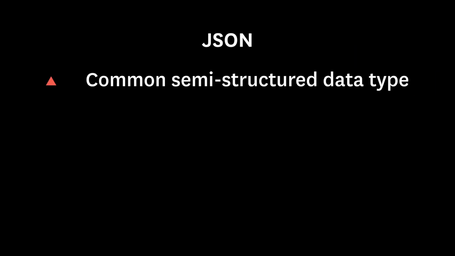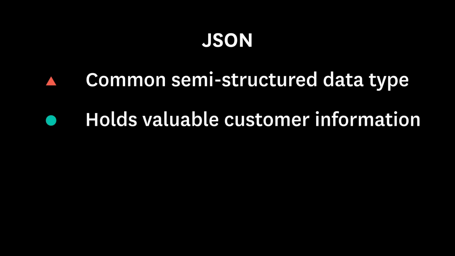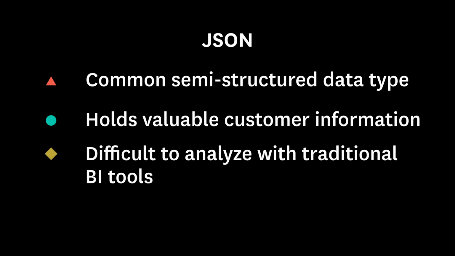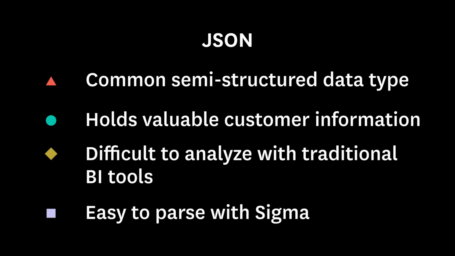JSON is a common semi-structured data type that's growing increasingly important to business intelligence. It can hold valuable customer information, especially for marketing, DevOps, IoT, and even gaming. JSON can be difficult to analyze with traditional BI tools, but with Sigma, you can easily parse JSON data and discover key insights in seconds.